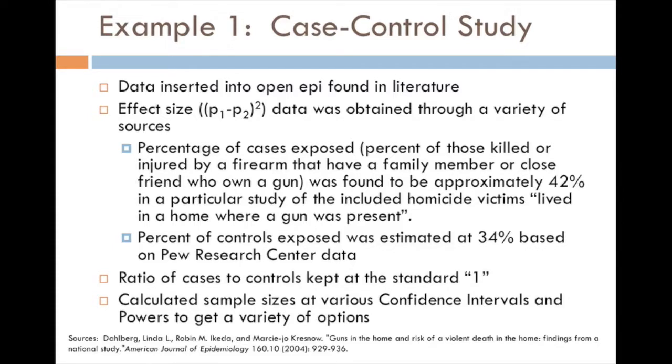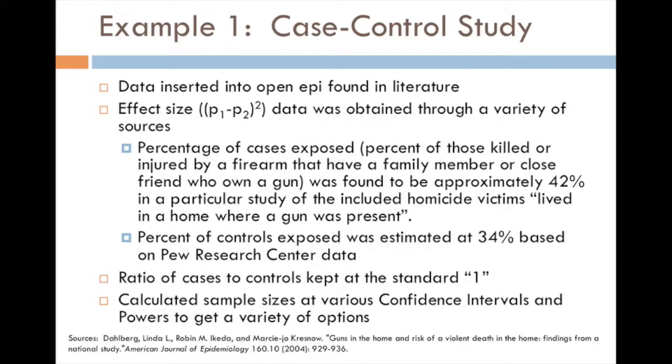To gather the information needed, we turn to the literature. For effect size calculations, data was obtained through a variety of sources. As you can see here, the reference study found 42% of firearm injury victims lived within a home that a gun was present. The percent of controls exposed used data reported by the Pew Research Center. It estimates that 34% of households in the United States have a gun in the home. The ratio of cases to controls uses the standard rate of 1.